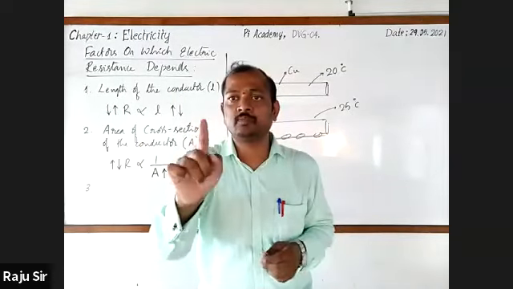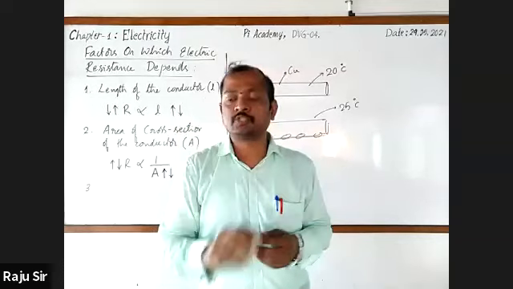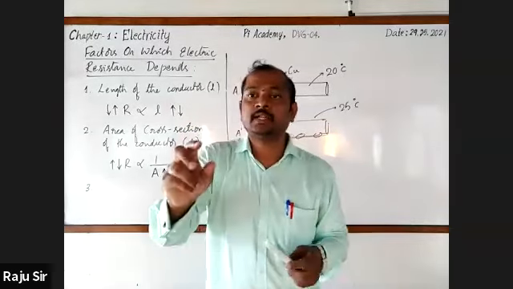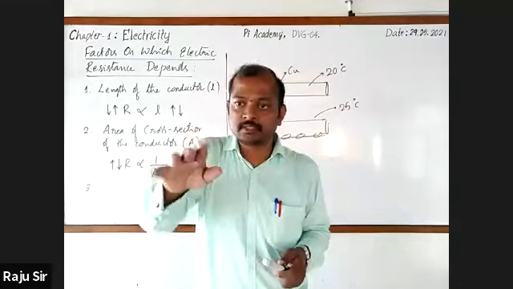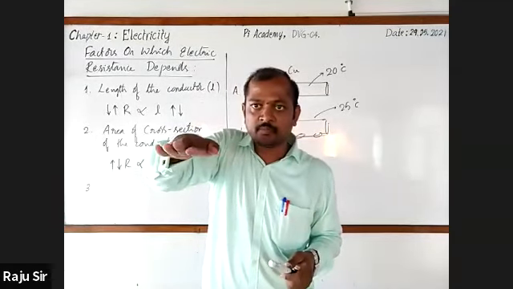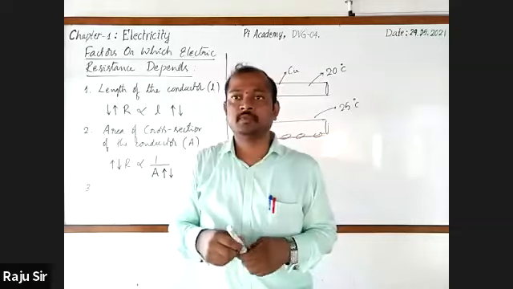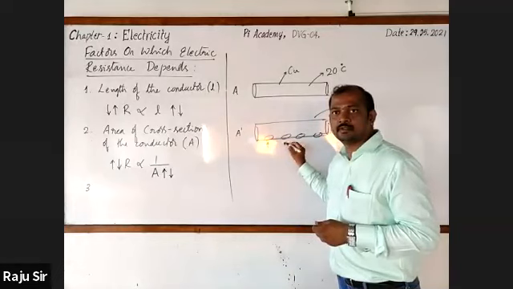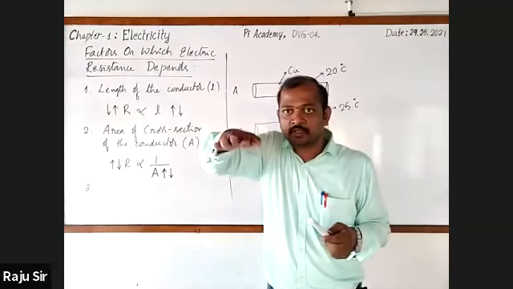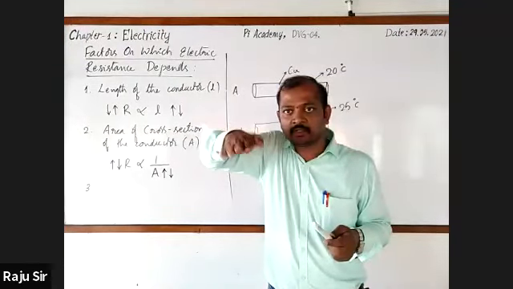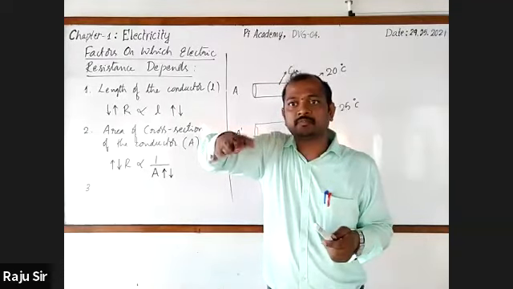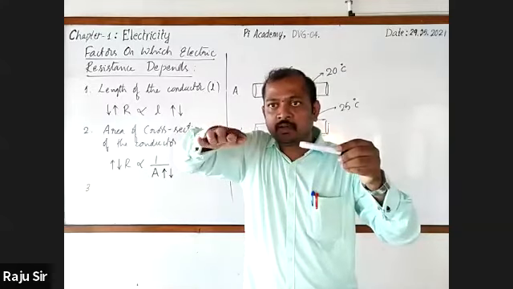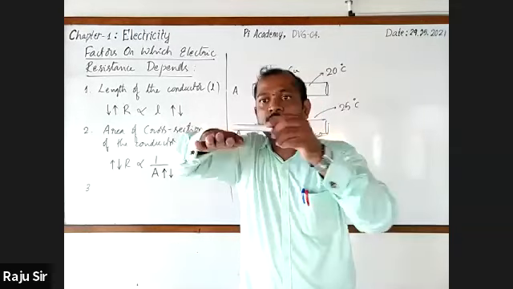Chaotic motion. The type of motion shown by particles in a solid is chaotic, meaning they will either be vibrating or rotating. When the temperature of the conductor increases, what happens to this vibration? It increases. If vibration increases, what will be the opposition for the flow of electrons?